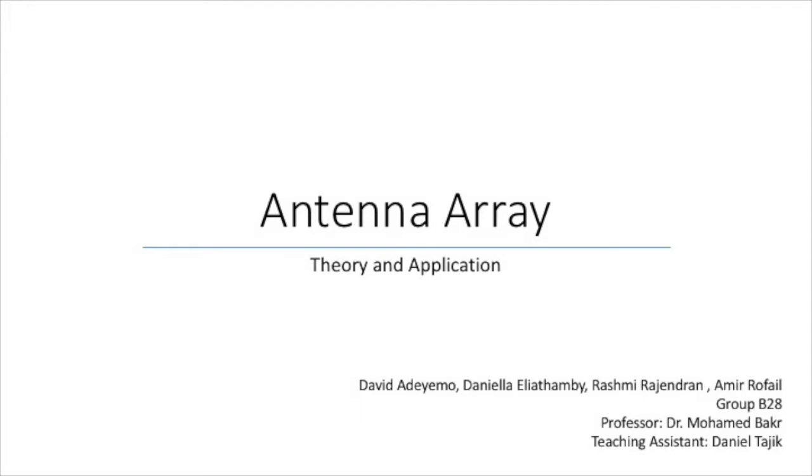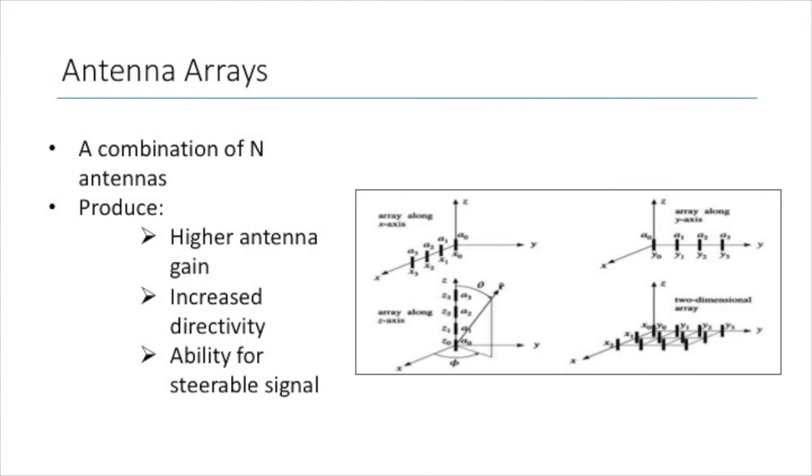The following video is an outline of the basic theory behind antenna arrays, how they work, and why they are preferred over alternative solutions within given industries. An antenna array, often referred to as a phased array, is a combination of two or more antennas that are combined in order to obtain an increased performance over a single antenna by producing a higher antenna gain and providing capability of a steerable and directive signal.